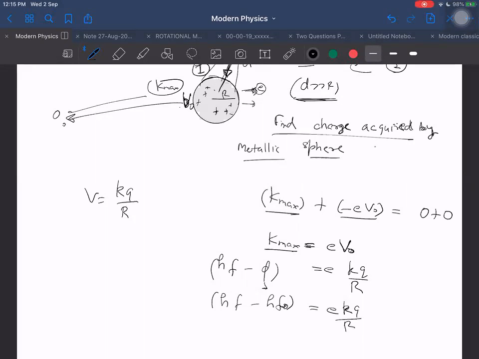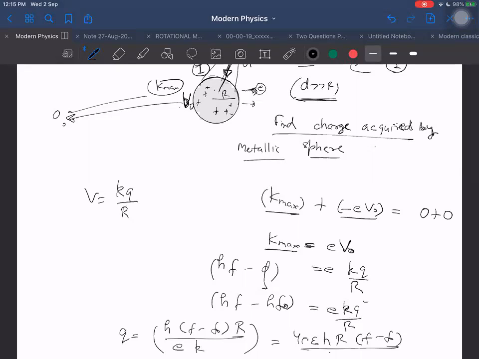And then what do we want to obtain? Q was what we wanted to obtain. So Q is coming out to be equal to H into F minus F naught into R divided by E into K, where K is also equal to 4 pi epsilon naught. So we can write in those terms also: 4 pi epsilon naught into H into R into F minus F naught upon charge on electron. That is the answer. That is the charge which it will acquire.